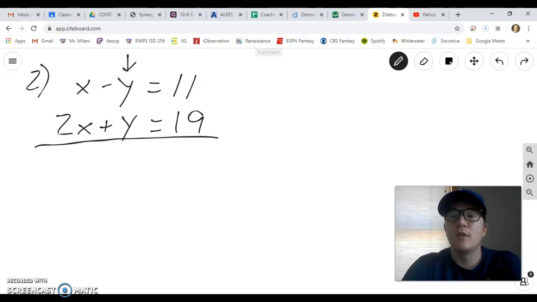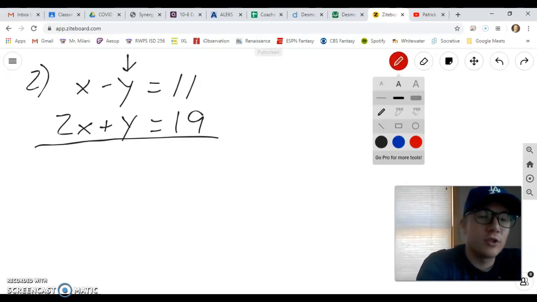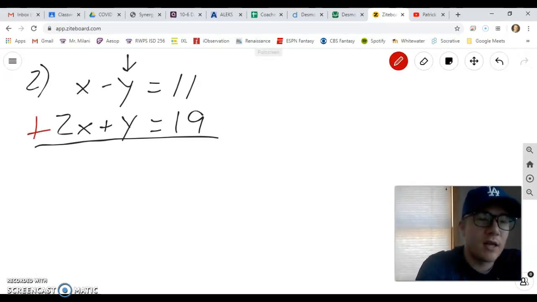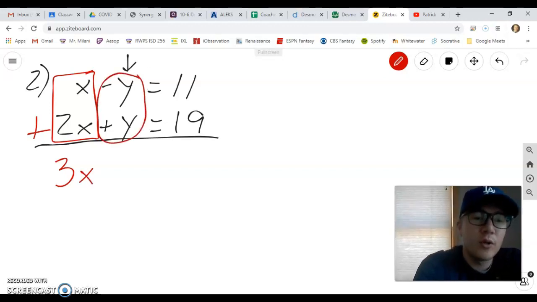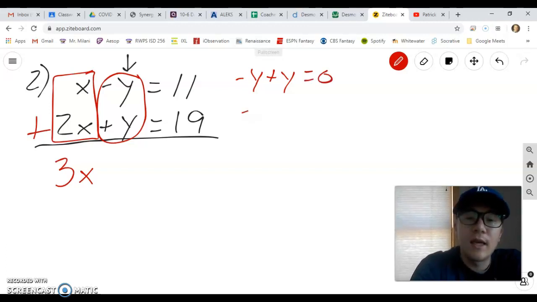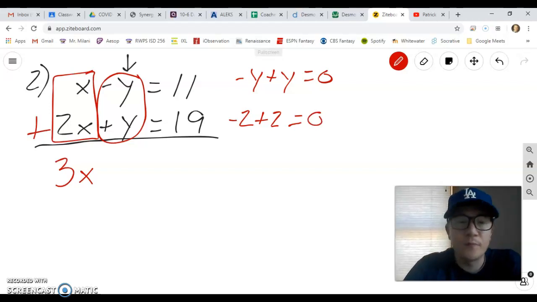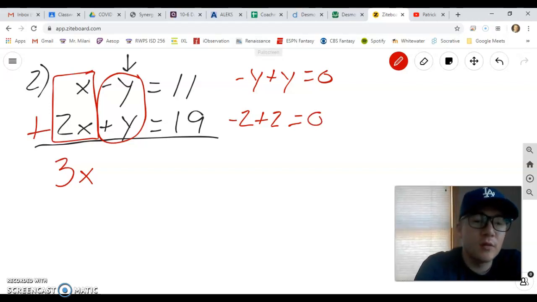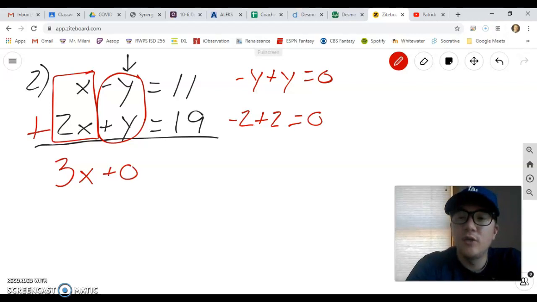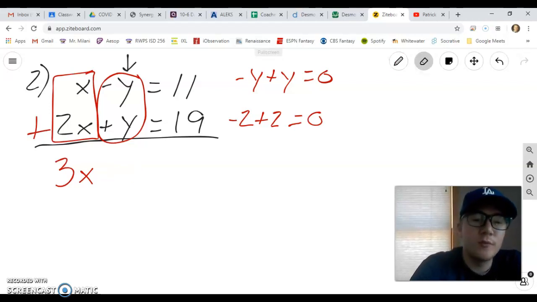Okay? So again, let's add everything going down. We're just going to combine everything from top to bottom that has like terms. So this x plus a 2x, that's going to now be a total of 3x. We've got a -y plus a positive y. Those cancel to be the 0. Like -2 plus 2, they would be 0, right? Same thing. So -y plus y is going to be 0, which really you don't even have to be writing there if you don't want to.